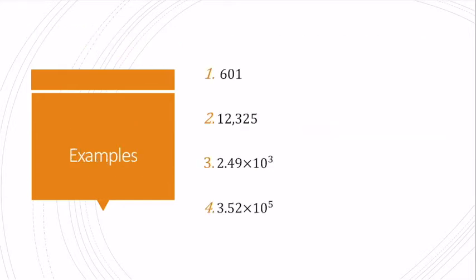So let's go ahead and write these numbers in scientific notation. First off, I have 601. I'm going to take my decimal place and move it over 1, 2. That gives me 6.01, because I need a number between 1 and 10, times 10 to the 2nd. Next, I have 12,325. I'm going to put my decimal place right there and move it over 1, 2, 3, 4 decimal places. That means my answer is going to be 1.2325 times 10 to the 4th. You raise it to the power of the number of spaces you move the decimal over.